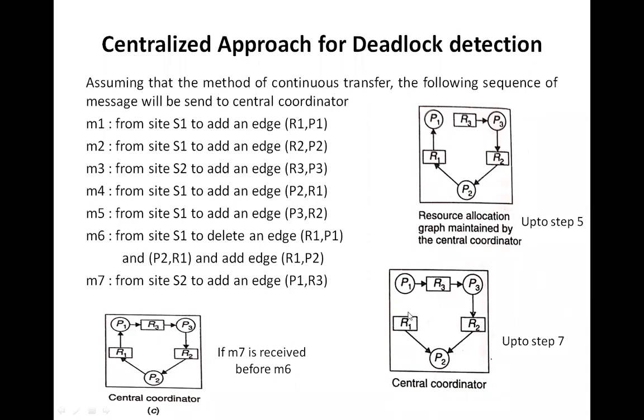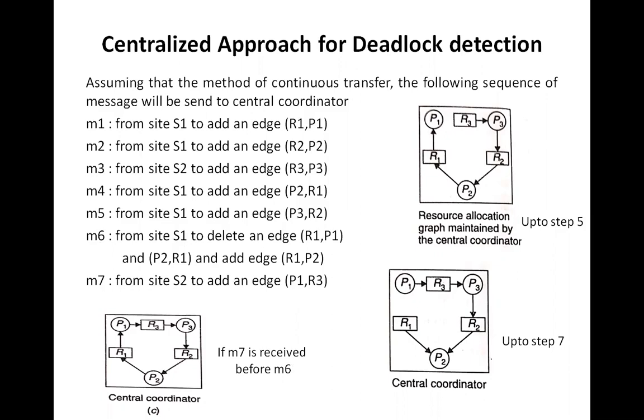But the situation may arise that the message M7 is received by the central coordinator before it receives the message M6. Then what will happen? It may be possible that during the transmission of the messages from the local coordinator to the central coordinator, message M6 is delayed and M7 has come first. And whenever M7 is received before M6, what will happen? This will create a cycle.